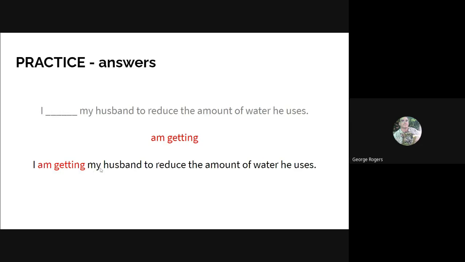I am getting my husband to reduce the amount of water he uses. So again, this is currently happening. If you look at the past situation, I got my husband to reduce the amount of water he uses. So it kind of depends, it's happening right now. They're still working on it maybe a little bit, the wife is reminding the husband every day. But if it's over and he's reduced the amount, then you would use "got." Next one.